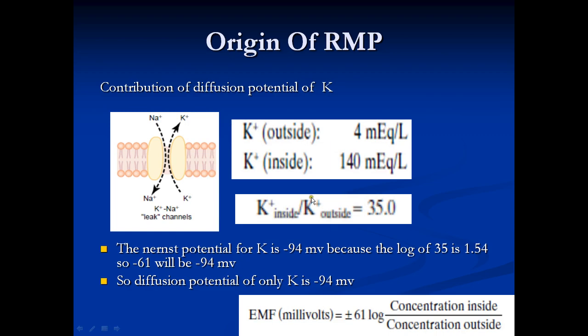Because potassium is a positively charged ion, we always consider this negativity. So the 94 will be expressed as minus 94 millivolts. So the contribution of the potassium towards creating the resting membrane potential is minus 94 millivolts.